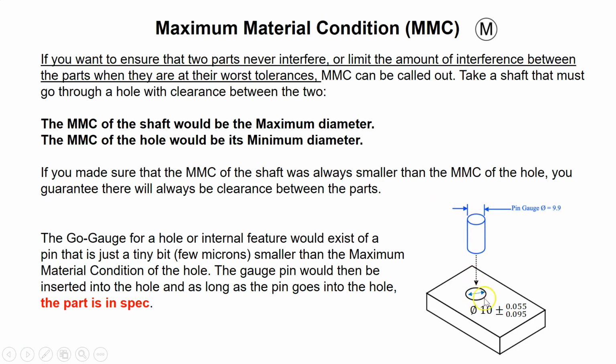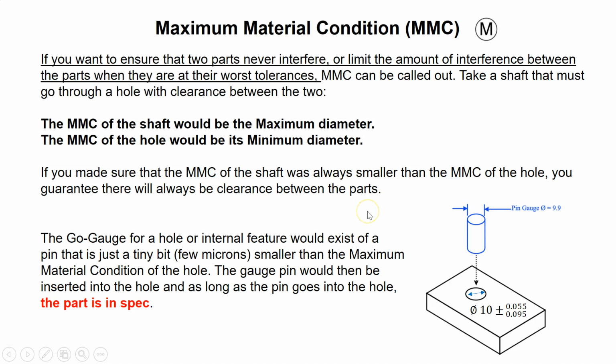On the other hand, for a hole, it's MMC when the hole is the smallest, which means the minimum amount of material is removed, so it's the maximum material left for the part. So for a hole, the maximum material condition will be the minimum size of it. For a shaft, it's going to be the maximum size of it. Okay? So they are different from each other, MMC for a hole and a shaft.